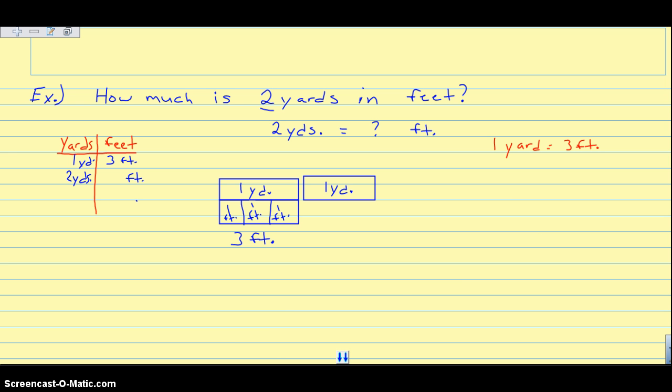Now again, for my other yard, I'm going to draw another rectangle. That rectangle is going to represent 3 feet. So I'm going to cut it into 3 equal pieces. 1, 2, 3. 1 foot, another foot, and another foot. And again, this whole block is going to total 3 feet. So here are my 2 yards.